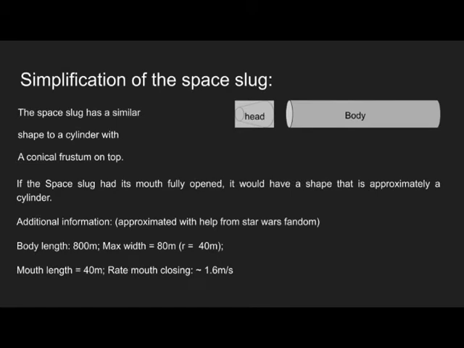Simplifying the space slug. The space slug has a similar shape to a cylinder with a conical frustum on top. If the space slug had its mouth fully opened, it would have a shape that is approximately a cylinder. Some additional information is that the body length is 800 meters, the max width is 80 meters, the mouth length is 40 meters, and the rate that the mouth is closing at is around 1.6 meters per second.